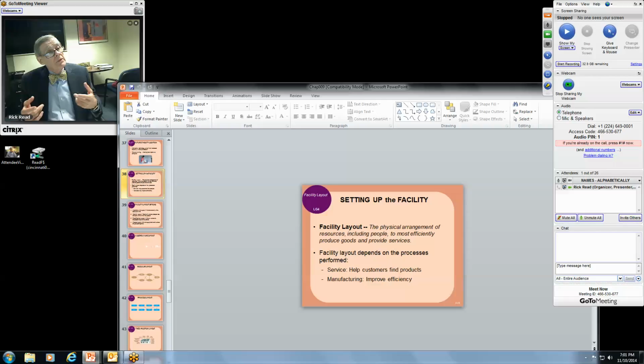And then for our customers, we want it to be customer friendly. They can find what they're looking for, and we have people there to help them when they can't find what they're looking for, or to provide advice for them, etc. So notice this is a two-pronged thing, this facility layout: production efficiency and good service to the customer.